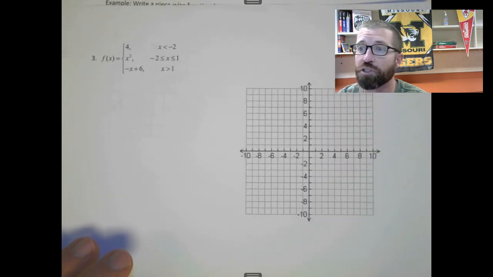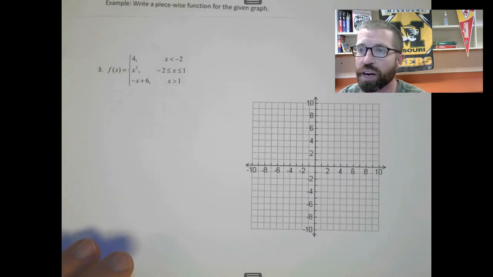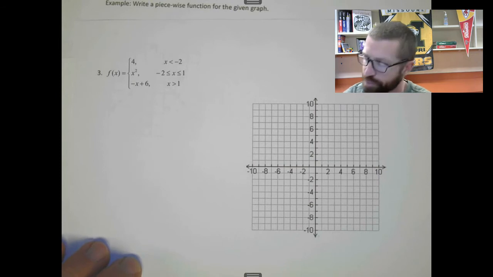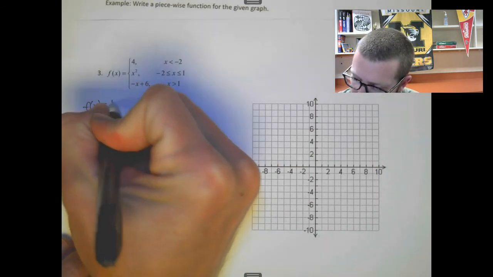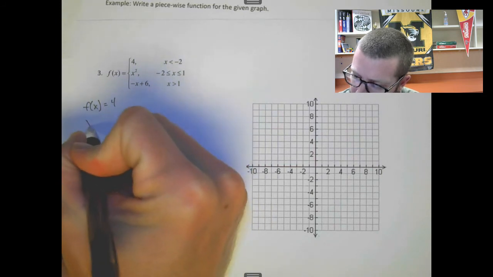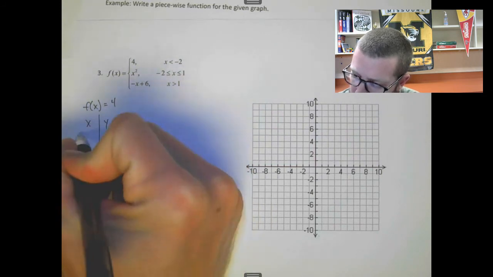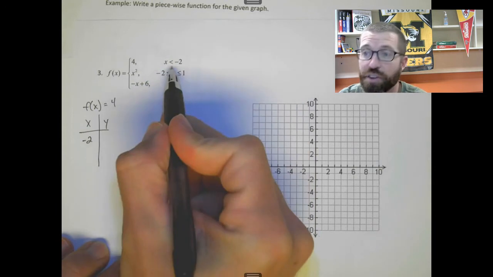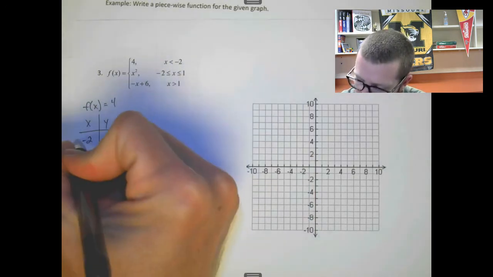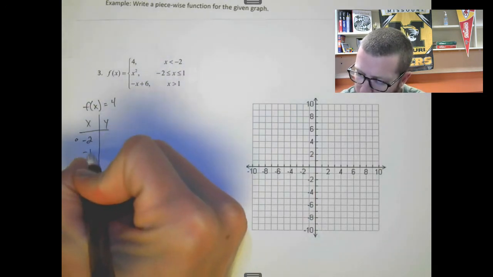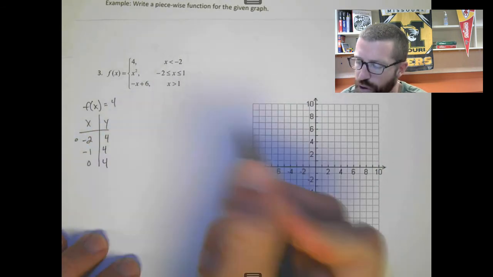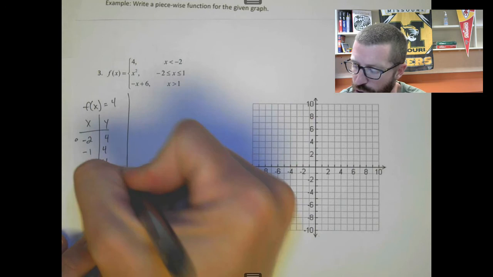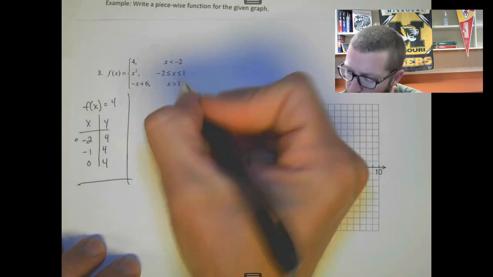Okay, so go ahead and pause the video and try this one, and then we'll graph it kind of quickly. So for that top piece, f of x is 4, and that starts at negative 2, and then it's everything less than negative 2. So I'm going to open circle there, and then negative 1 and 0, and it's always 4. So that table is fairly quick to fill in.